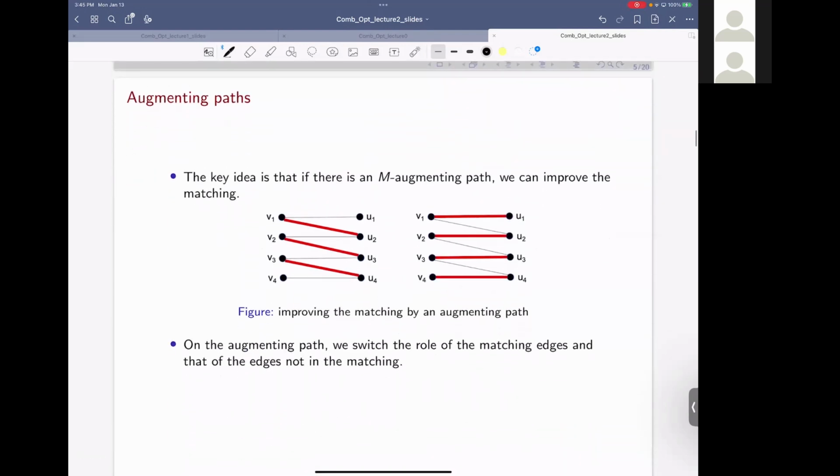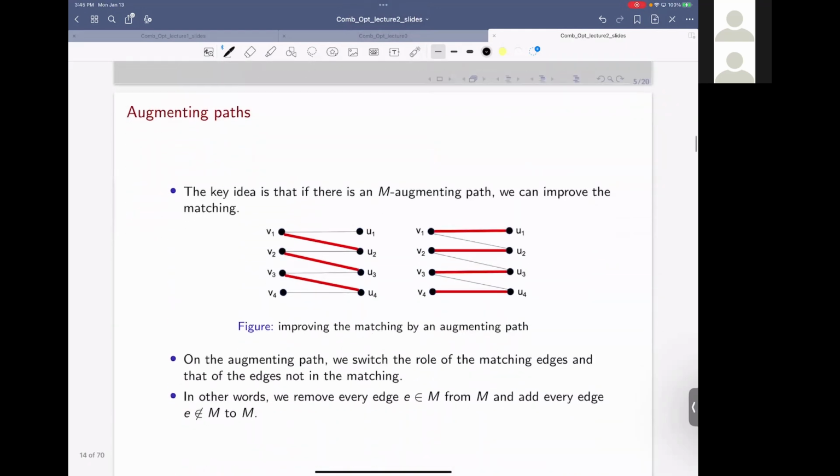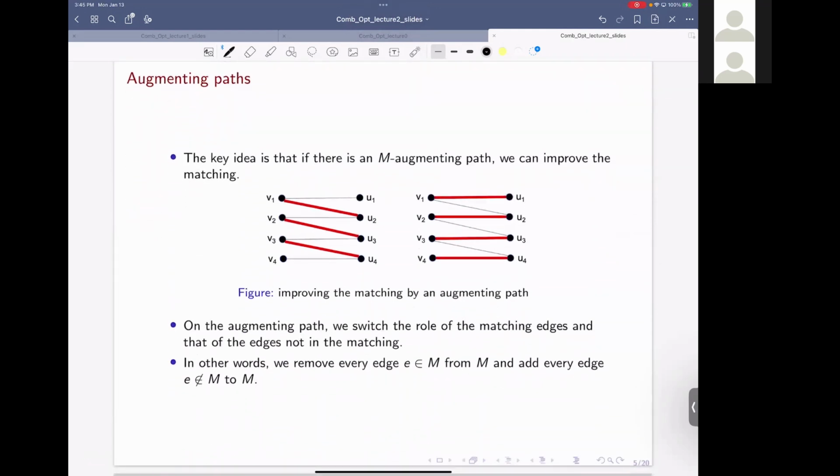Great. So that is the idea. So again, you take an augmenting path, and if there was an edge that was part of the matching, then you take it out. If there was an edge that was not part of the matching, then you include it in the matching. Then that is the augmenting operation. Okay. And you always increase the size by 1 if you do this.